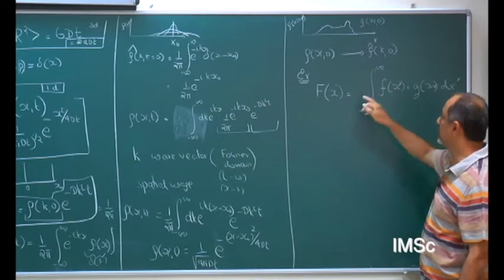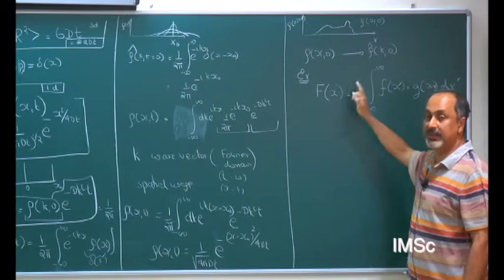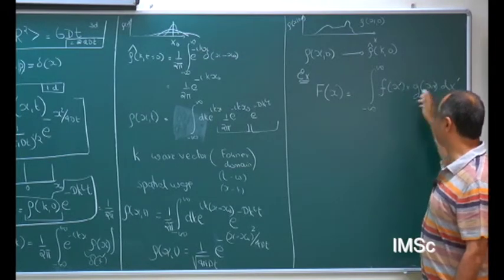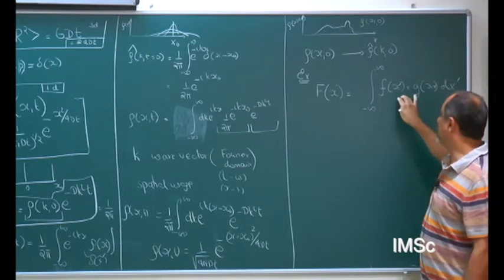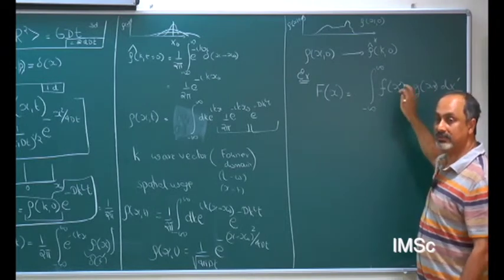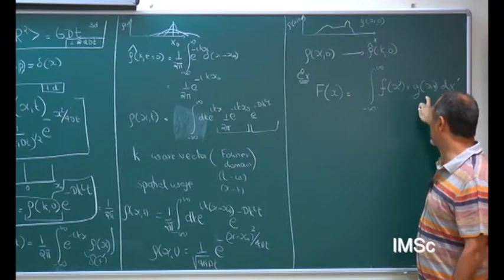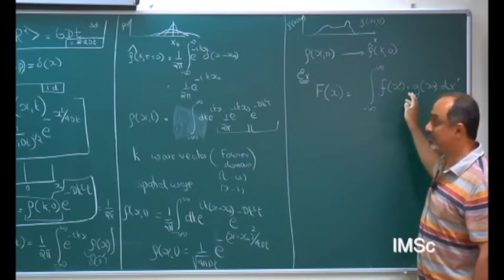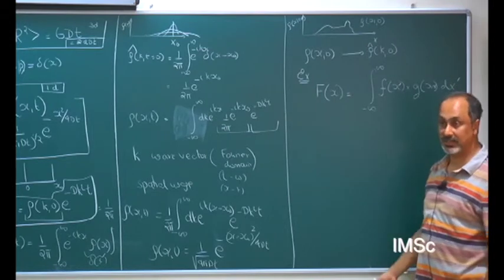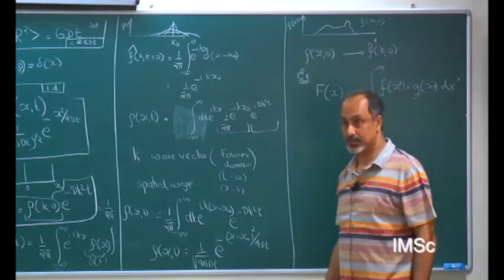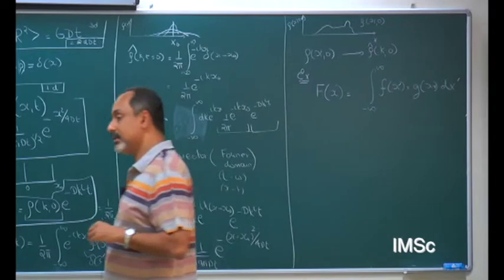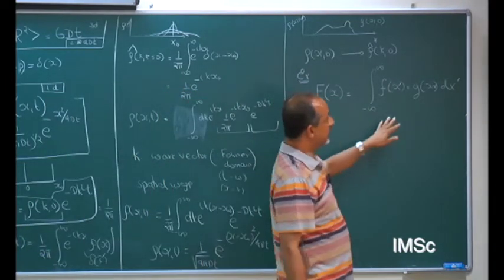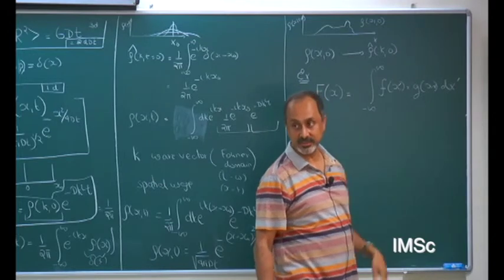I'm just writing, suppose I had a function F of x defined in this particular manner as an integral over all values x prime from minus infinity to infinity, the product of two functions in a particular way. This is a function of x prime times another function of x minus x prime. Because x prime is integrated over, this quantity can only depend upon x on the left hand side. This looks like a slightly complicated way of writing it, but why this is advantageous will become clear when we try and write this in Fourier space.